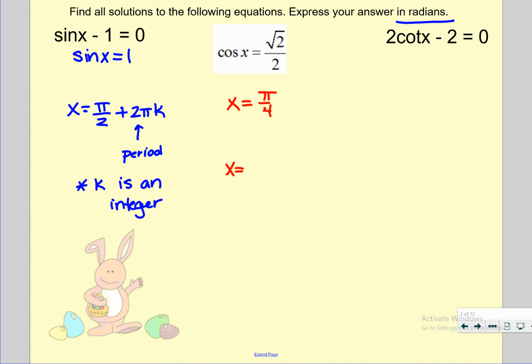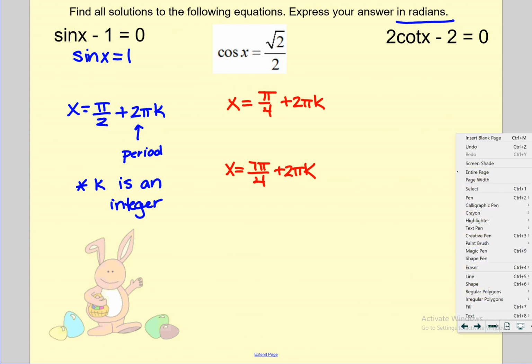Pi over 4 and 7 pi over 4 are the 2 places on our unit circle where cosine, my x-coordinate, is rad 2 over 2. And then every time I rotate around, I'll get another place where cosine equals rad 2 over 2. So to each of those, we're going to say plus 2 pi k. That's it. Those are our answers.